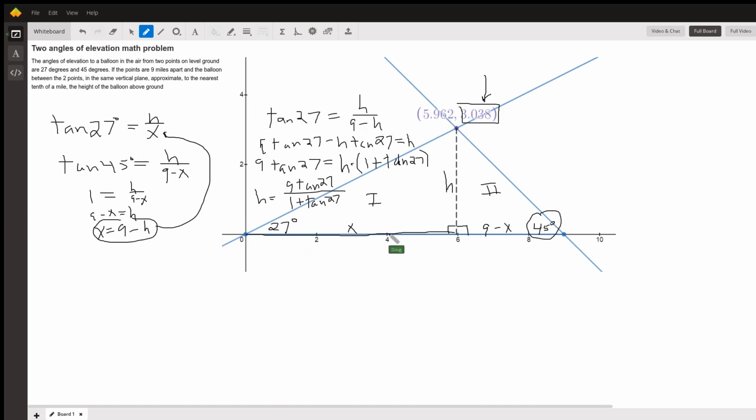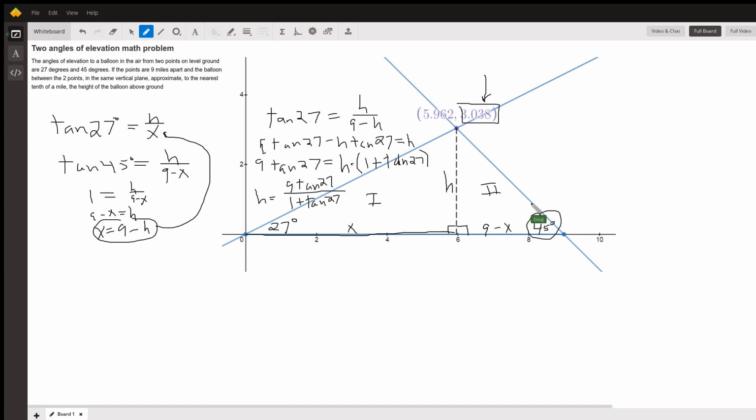The diagram on the right shows the two points that are 9 miles apart, the angles of elevation from one point are 27 degrees and 45 degrees respectively. If we call this distance right here x, then the other part of this horizontal leg must be 9 minus x. And we can use the tangent ratio to set up two equations and two unknowns. The tangent of 27 must be h over x in triangle 1. The tangent of 45 must be h over 9 minus x in triangle number 2.